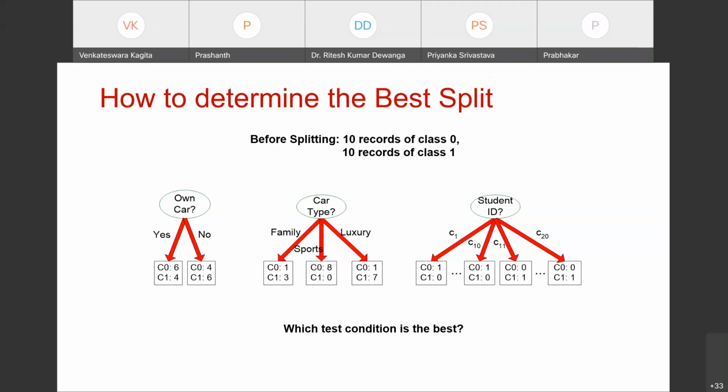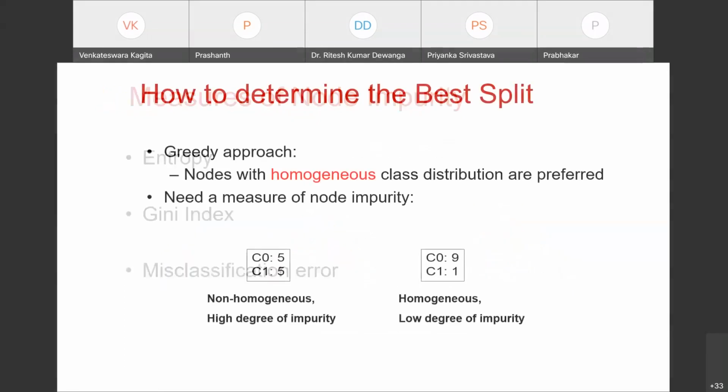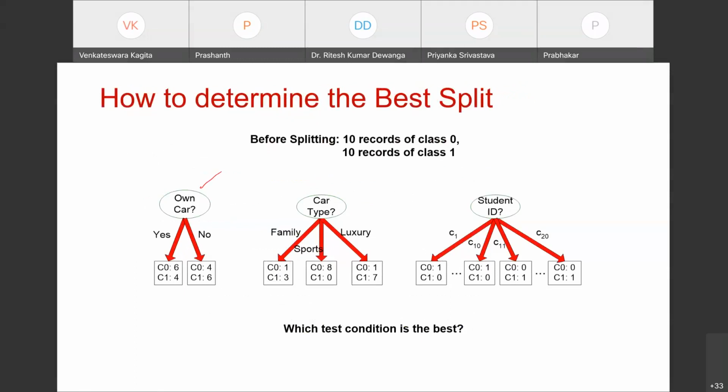So let's take this example. There are 3 attributes in the problem: whether a student won a car or not, car type, and student ID. Before splitting based on any attribute, the data has 10 records of class 0 and 10 records of class 1, and it has 3 attributes: student ID, car type, and won car.